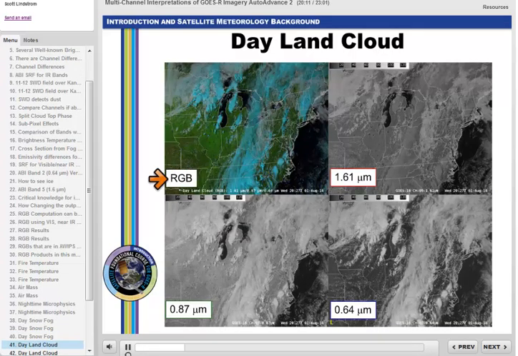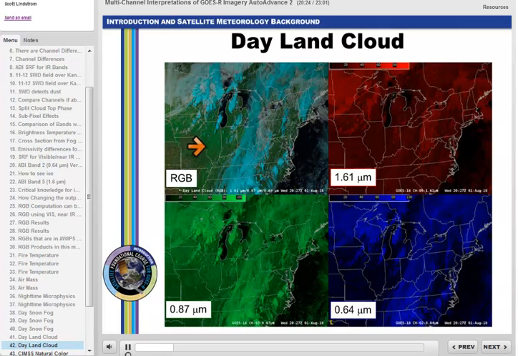Day Land Cloud is another daytime-only RGB, using the 1.6 micrometer band in the red, the Veggie 0.87 micrometer band in the green, and the red visible 0.64 micrometer in the blue. This RGB is similar to one that is called natural color. It uses reflectance values between 0 and 97.5 in the red, between 0 and 108.6 in the green, and between 0 and 100 in the blue.